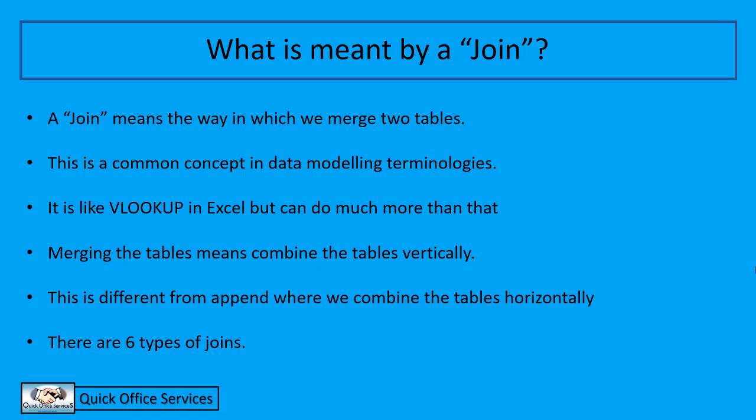Append means when there are similar columns in two tables and you just join those two tables one below the other. That is called append, but joins are used in case of merge, which is different from append. There are a total of 6 types of joins, so we are going to learn about them one by one.